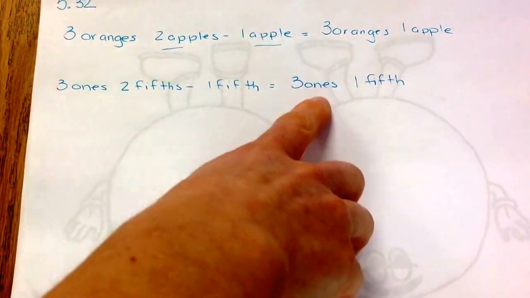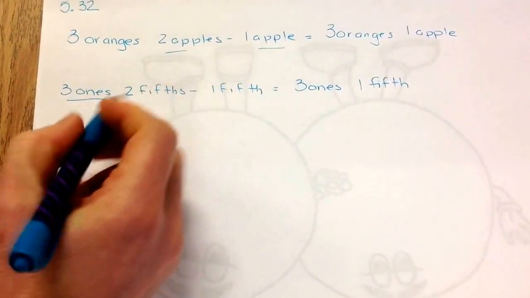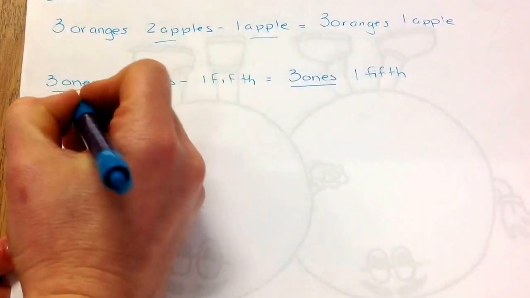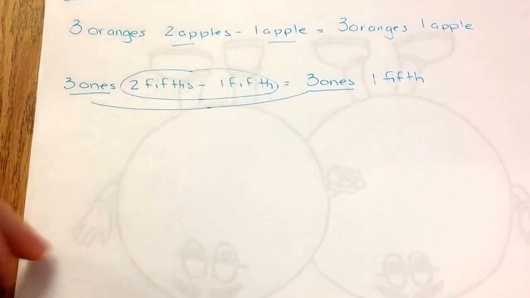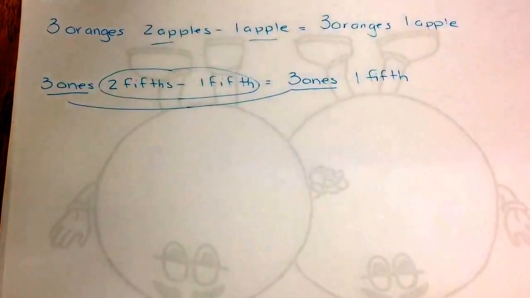You should have come up with 3 ones and 1 fifth because there are no other ones. So 3 ones minus nothing is still 3 ones. They kind of go together. And then I can subtract 2 fifths minus 1 fifth. 2 minus 1 is 1. 1 fifth.